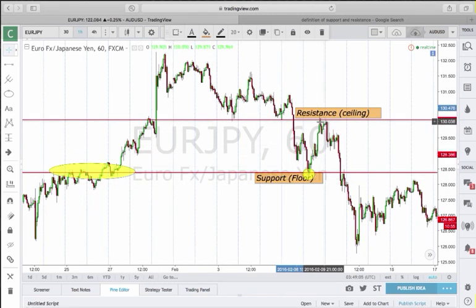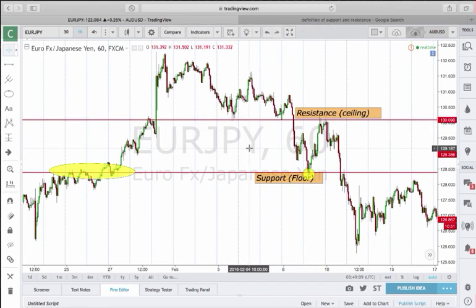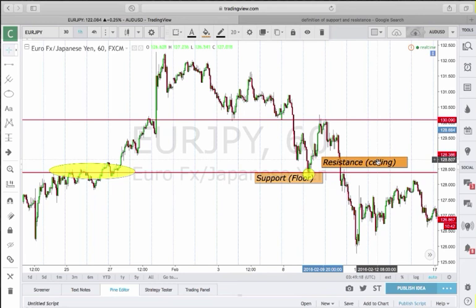You can see multiple tests here, here, here, here, here. It's showing a strong level. Now what did price do? It broke this floor and it became a newfound ceiling. All right, and then we adapt to it.